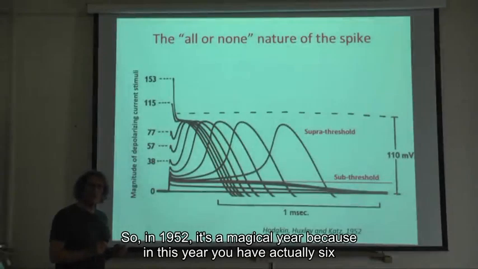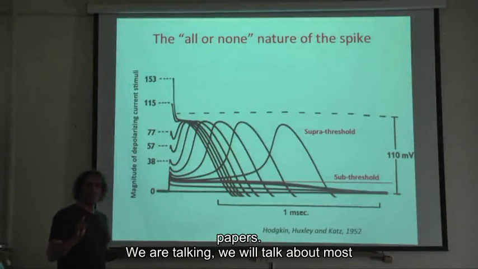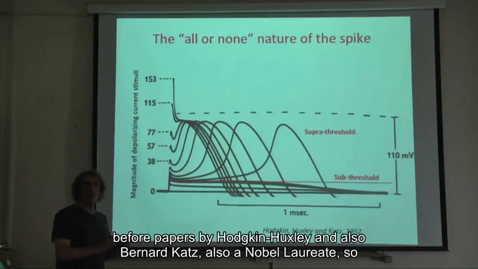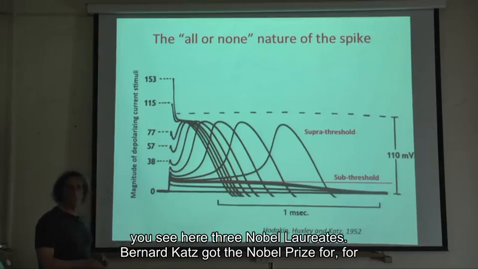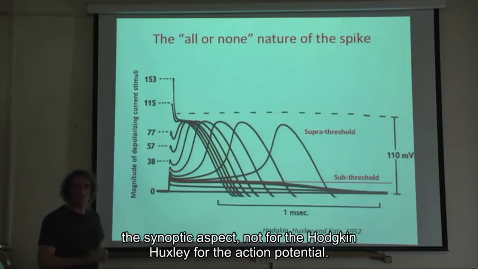So 1952 is a magical year, because in this year you actually have 6 papers. We will talk mostly about 4 papers by Hodgkin and Huxley and also by Bernard Katz, also a Nobel laureate. So you see here 3 Nobel laureates. Bernard Katz got a Nobel Prize for the synaptic aspect, not for the Hodgkin-Huxley action potential work.